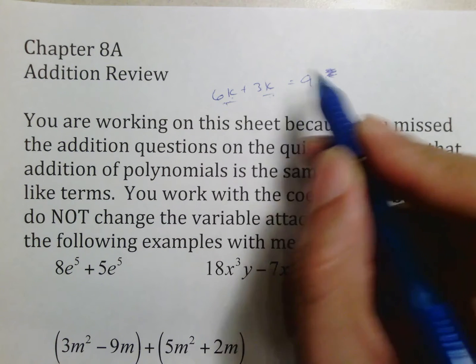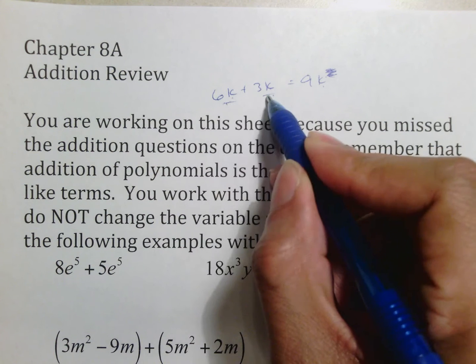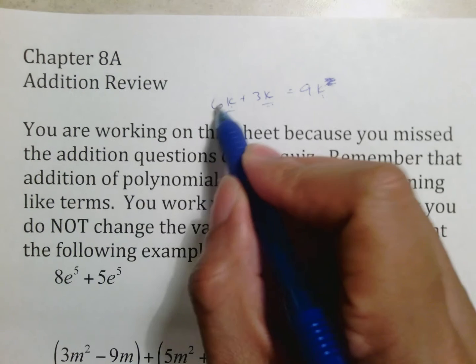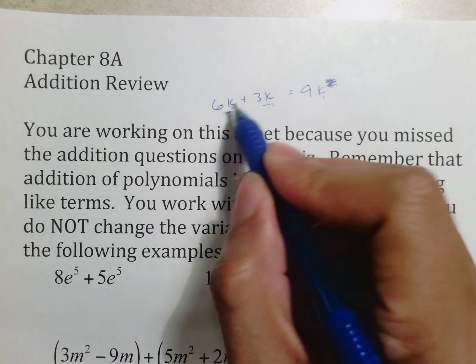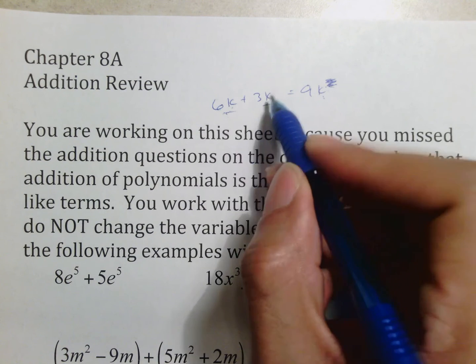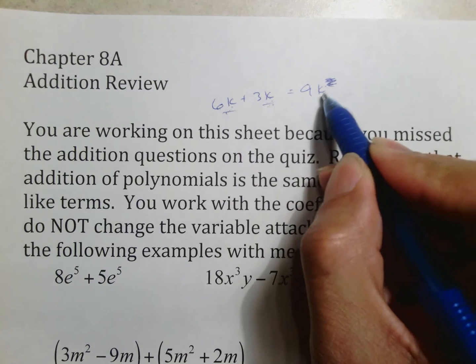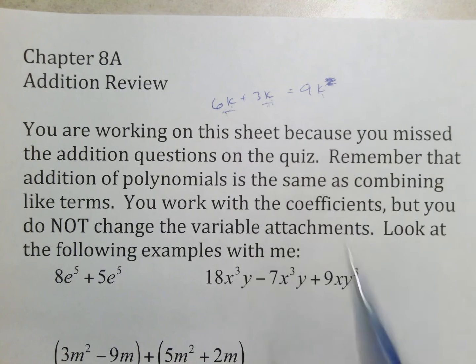Well, let's think about it. If you put two things that are alike, it does not change what they look like. So 6k and 3k go together because they both have a k, which means when you put them together, it should still look like a k. It should not change. So be careful on that.